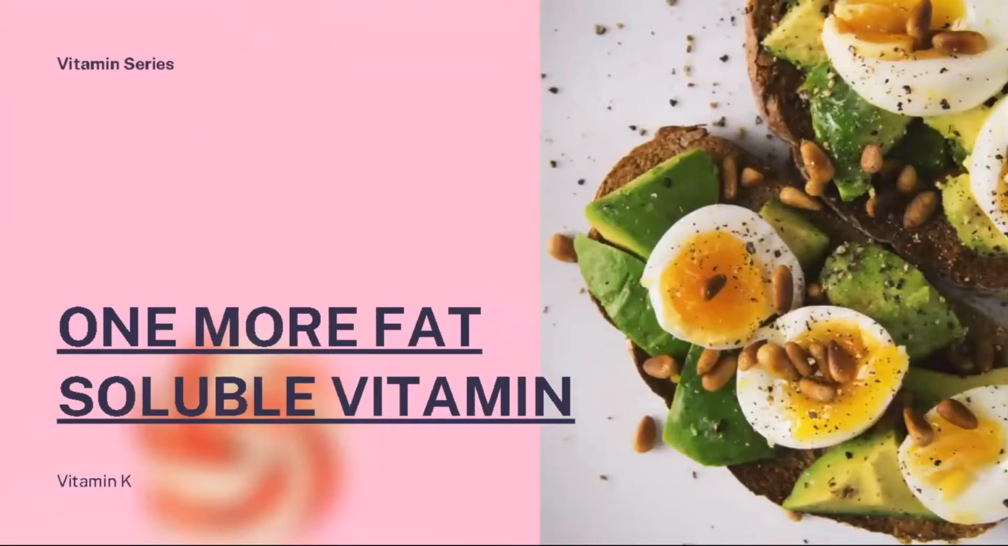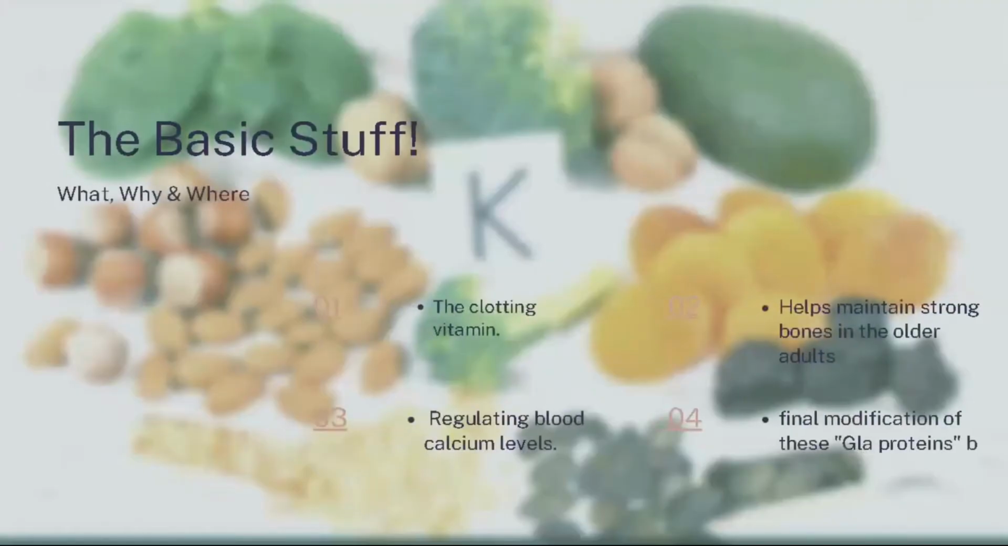So here we are with the last fat soluble vitamin, vitamin K. When we talk about vitamin K, the first thing that comes to mind from any medical perspective is its clotting function. Vitamin K is very important for clotting of your blood. Apart from that, researchers talk about the maintenance of strong bones and healthy calcium uptake in the body as well, along with a few modifications for glia proteins. We'll talk about these glia proteins a little bit later.